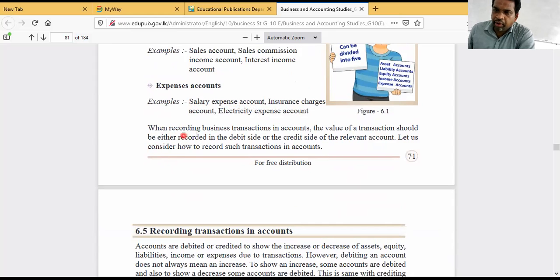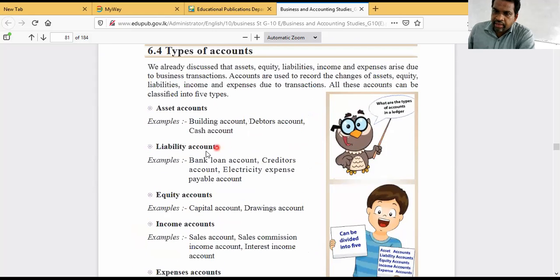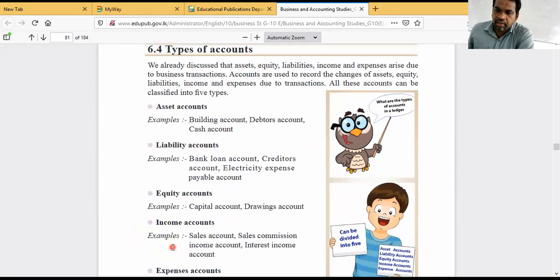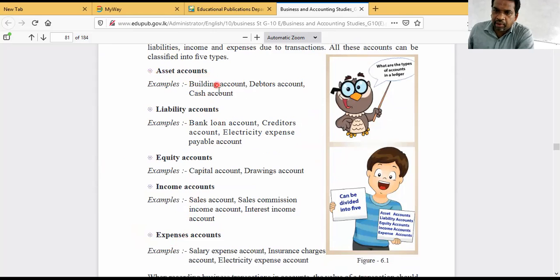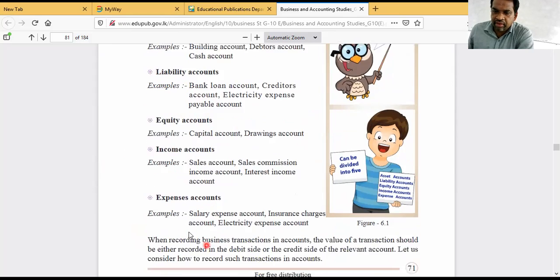expense account. When recording business transactions in accounts, the value of the transaction should be recorded either on the debit side or the credit side of a relevant account. Let us consider how to record such transactions in accounts. Here in this book, you are given only 3 types of accounts, but in a ledger, we can have 5 types of accounts. Asset accounts, liability accounts, equity accounts, income accounts, expenses accounts.